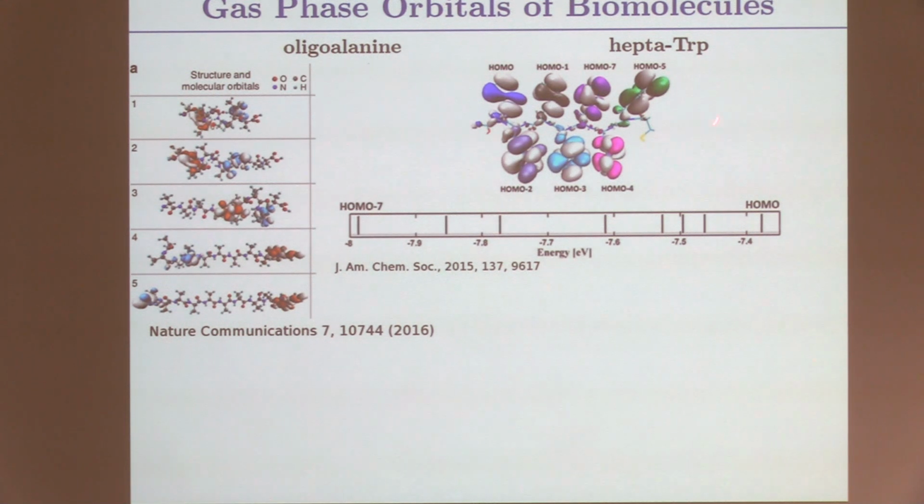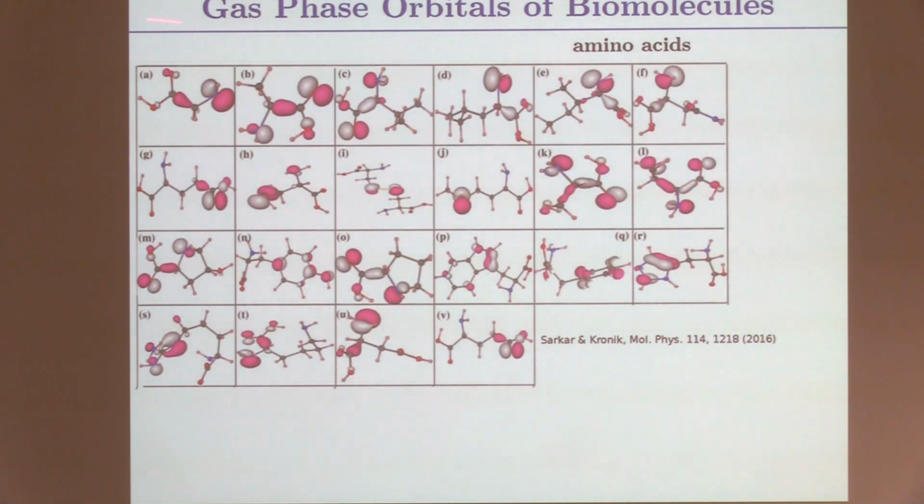You can have orbitals which are localized at one end of the molecule or delocalized over the backbone. And that can also be seen nicely here, where you have orbitals of very different degrees of delocalization in one and the same molecule. In this case, these are amino acids. And why is this challenging for theory?